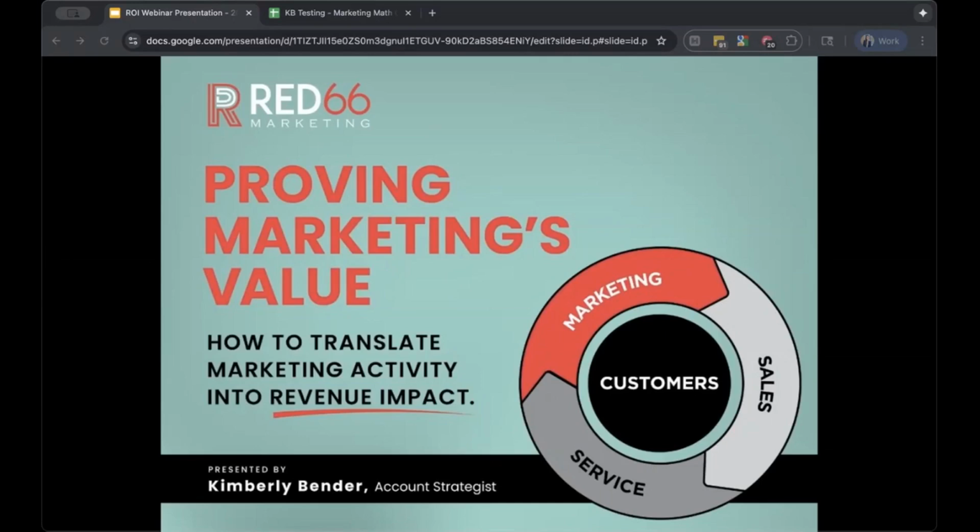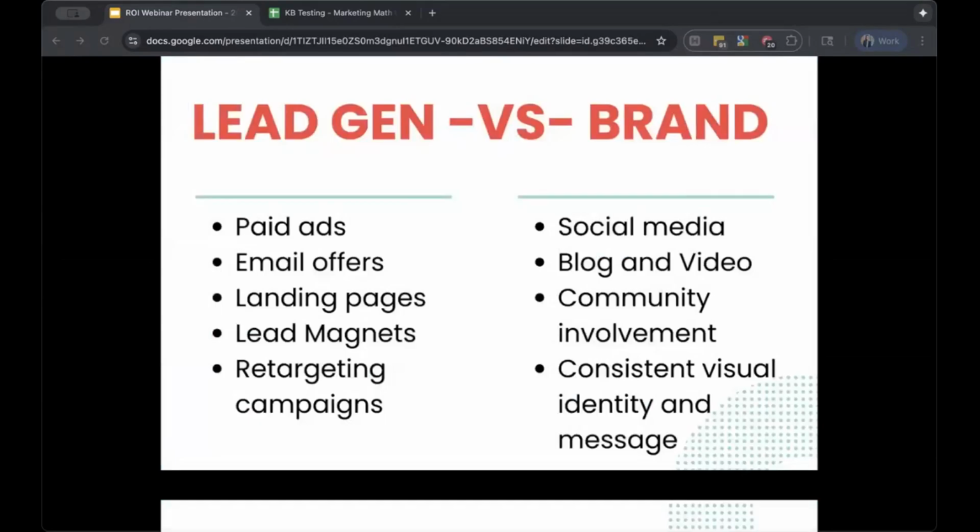So let's dive in. Before we really dive in, let's talk about the difference between lead gen and what you might consider your general or brand marketing, to better understand how each impacts revenue. When we think about lead gen, it's really focused on capturing demand that already exists. This is later in the customer journey. They're already aware and they're ready to take action. So these often appear faster and near term in terms of results.